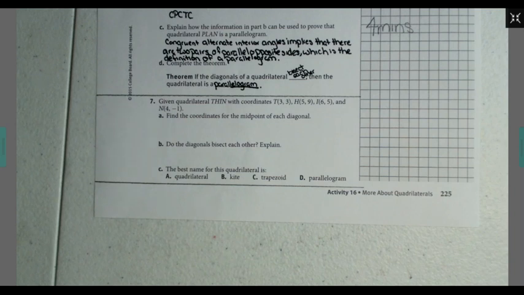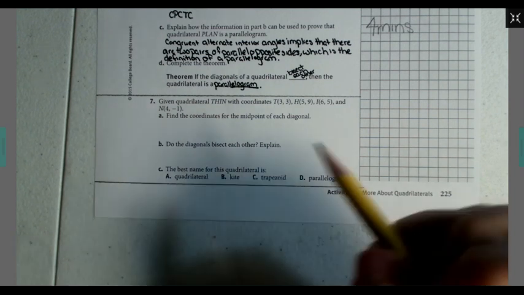Question number 7. Given quadrilateral THIN with coordinates T(3,3), H(5,9), I(6,5), and N(4,-1), find A, the coordinates for the midpoint of each diagonal. B, do the diagonals bisect each other, and explain. And C, what is the best name for this quadrilateral?